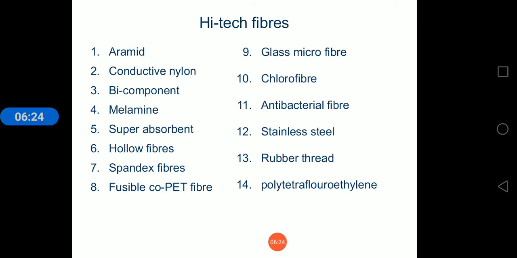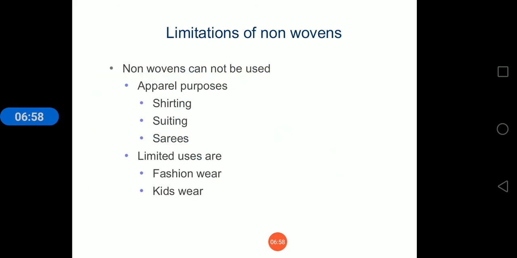High-tech fibers: aramid fibers, conductive nylon fibers, bicomponent fibers, melamine fibers, superabsorbent fibers, halo fibers, spandex fibers, fusible copolymer fibers, glass microfibers, chlorofibers, antibacterial fibers, stainless steel fibers, rubber thread fibers, polytetrafluoroethylene fibers. These types of high-tech fibers are also used in non-woven fabrics for technical applications like geotextiles, transportation textiles, and high-performance textiles. And limitations of the non-wovens.